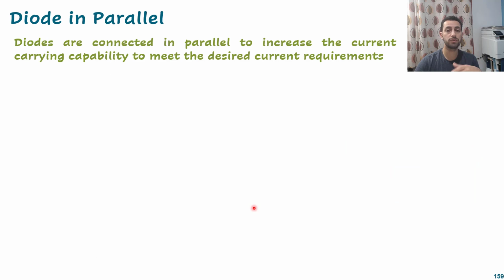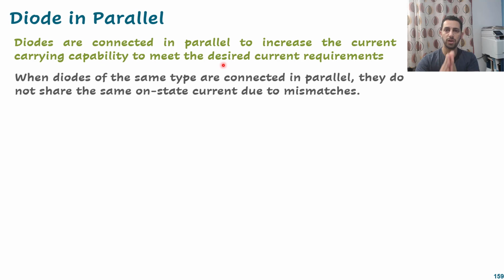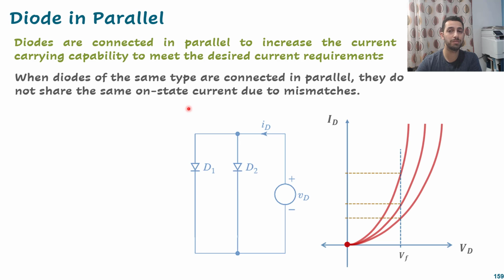Now let's go to the parallel situation. Why do we want to connect diodes in parallel? Diodes are connected in parallel to increase the current carrying capability to meet the desired current requirement. If I have a load that is, for example, 100 amp, I can use two diodes in parallel, 50 amp as maximum. When diodes of the same type are connected in parallel, they don't actually share the same on-state current due to mismatches.